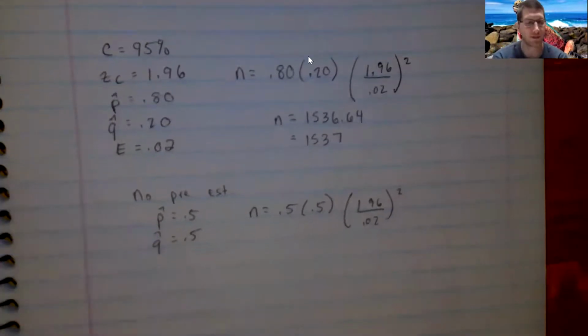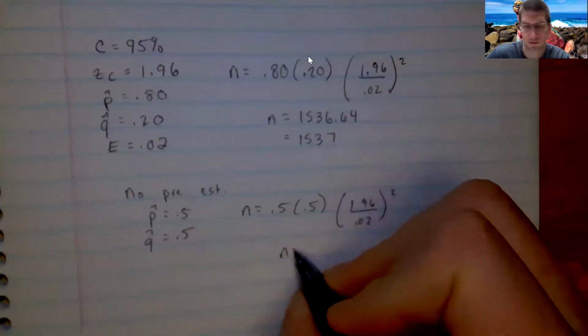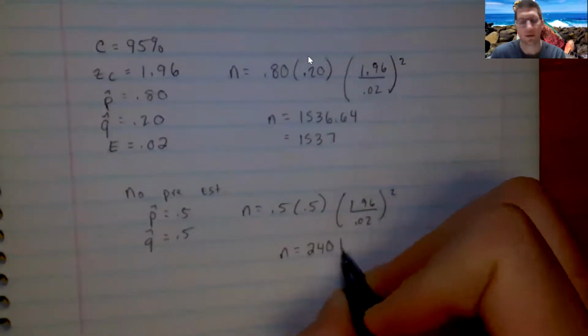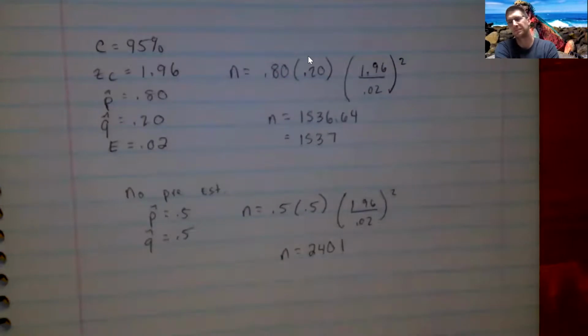So let's see what that gives us when we type it into the calculator. That gives us exactly 2,401, right? So you'll see, like I said before, if you're using 50-50 with no preliminary estimates available, you're always going to get a larger sample size, which is okay, because if you don't have those estimates available, you're going to want a larger sample size to get better results.